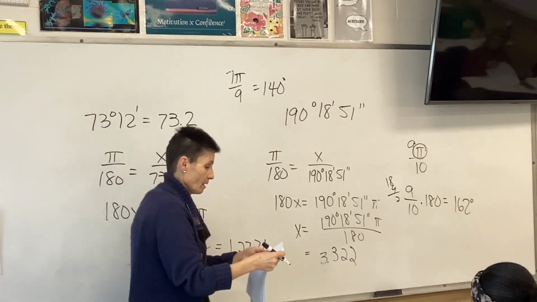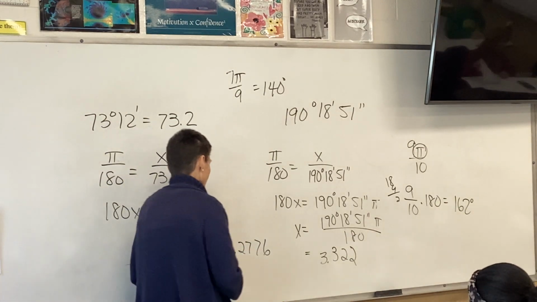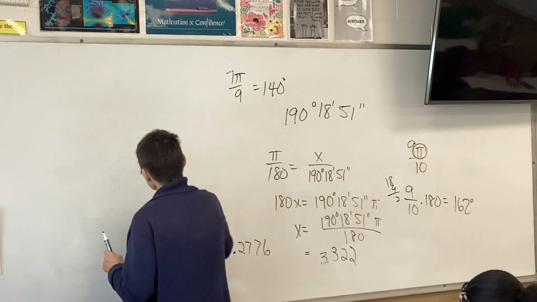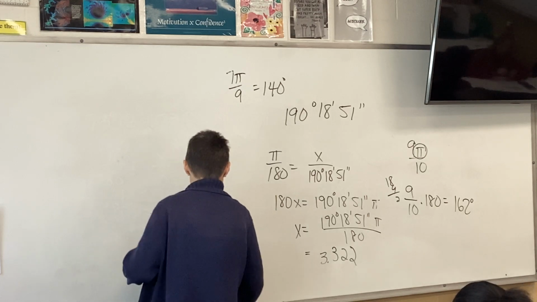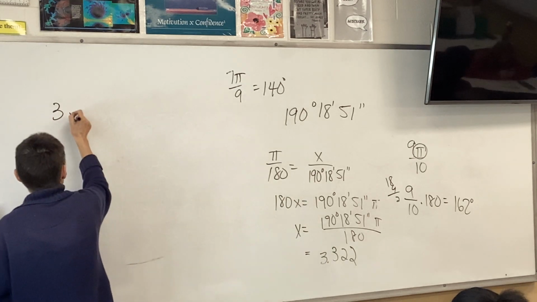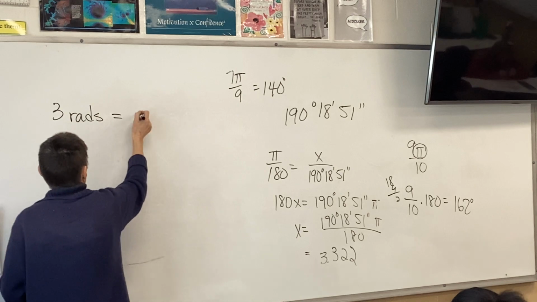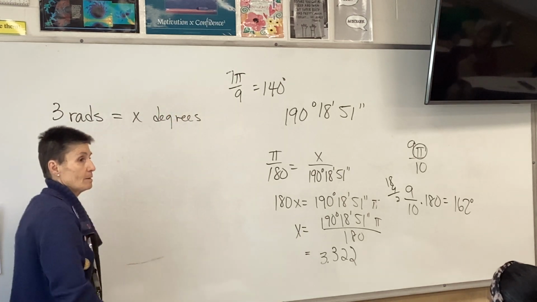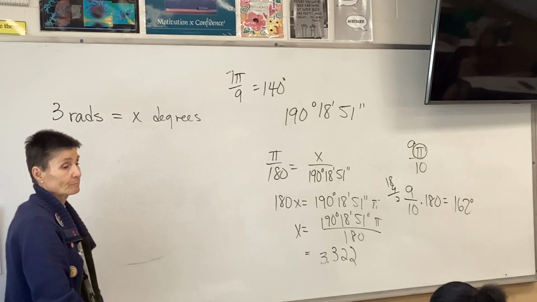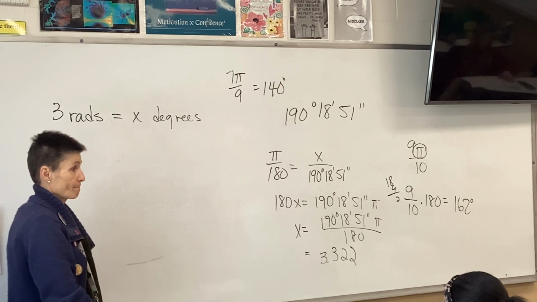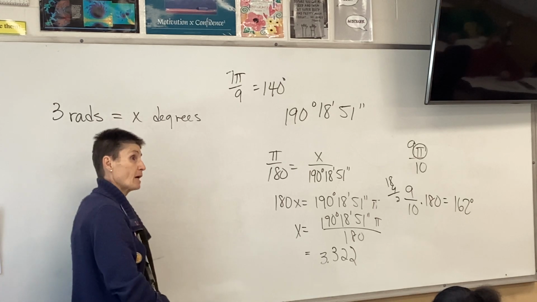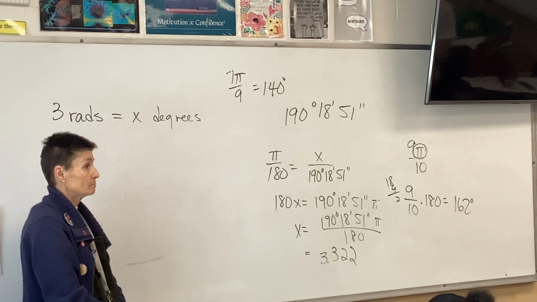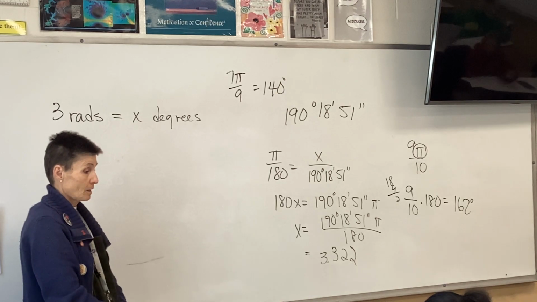Uh-oh. What's different about C? That is 3 radians, and we're changing it into degrees. What's different about it? There's no pi. Any thought on that? How we might do it?